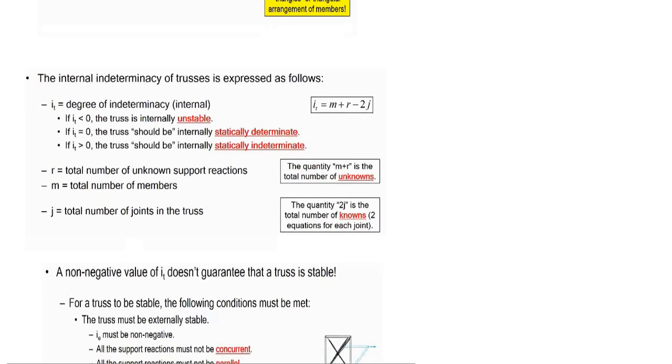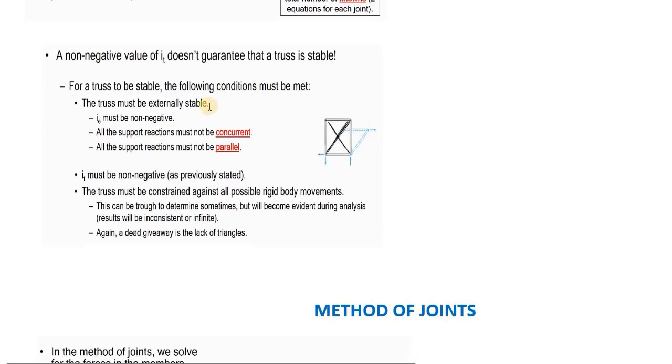Okay, so let's move down. A non-negative value of I sub t doesn't guarantee that a truss is stable. So you need to know this. Now, for a truss to be stable, the following conditions must be met. The truss must be externally stable. The truss must be externally stable. That is, I sub e must be non-negative.